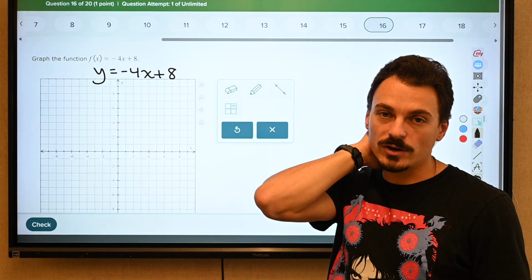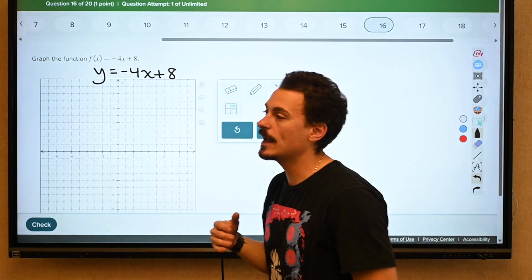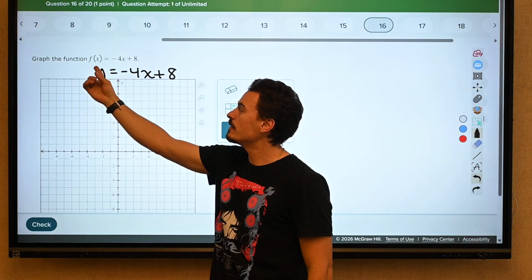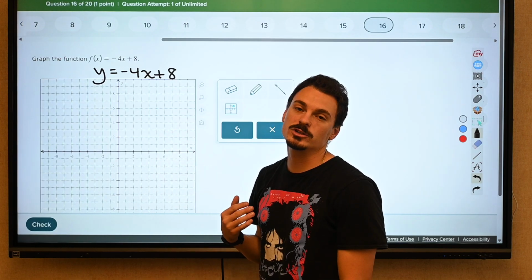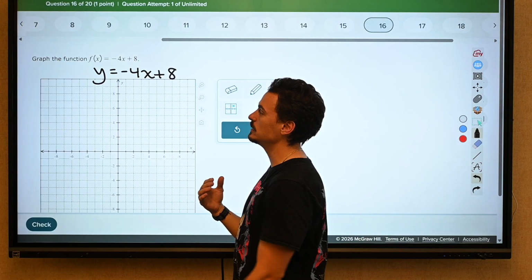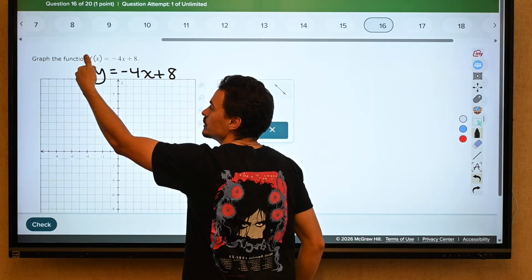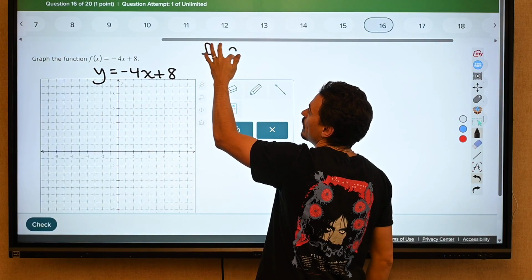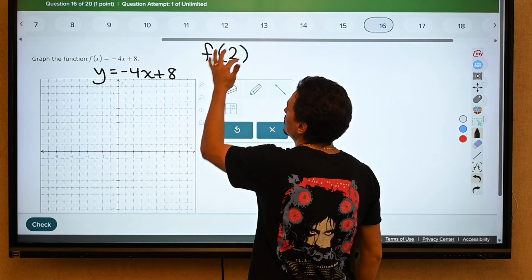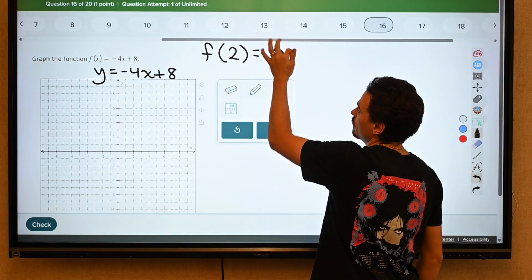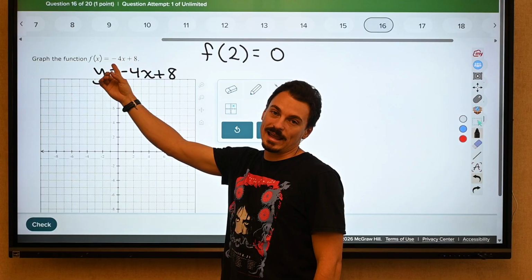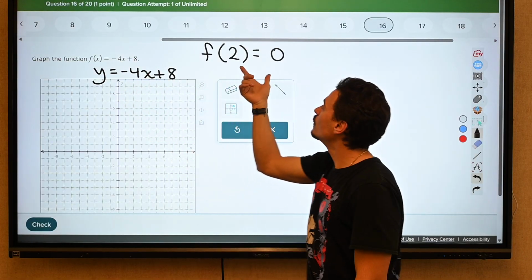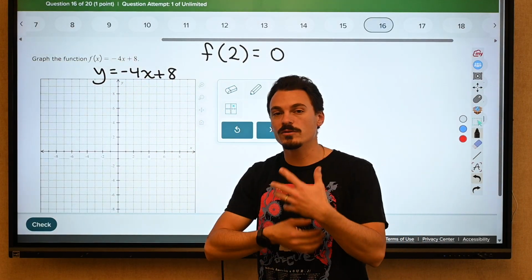Okay? The reason we use function notation is because we can actually define a specific x value that we want to talk about. So we can say the function f evaluated at the number 2 is equal to 0, right? Because -4 times 2 is -8 plus 8 makes 0. So we can talk about the function more easily with function notation.